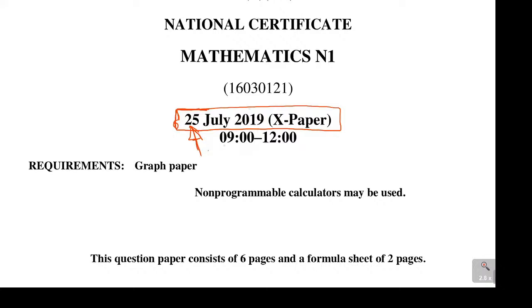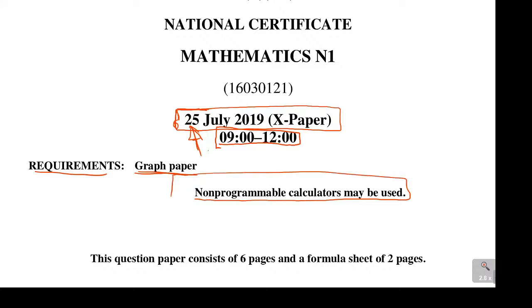It's a 3-hour paper. Usually it's called an X paper because it's written in the morning, and it says in the requirements you will use a graph paper. I hope we have a graph paper in this paper. And then it says non-programmable calculators may be used. So in this case you can use any calculator, especially the scientific Casio.